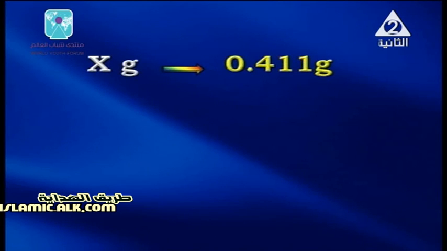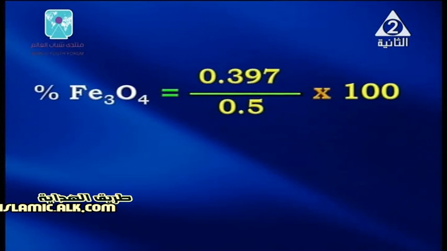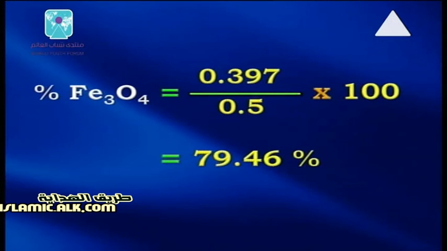So X gram here can be 0.411 gram. So X gram will be 0.411 times 464 over 480 equals 0.3973 gram. So the percentage of magnetic iron oxide will be 0.397 gram over the mass of the ore, 0.5, times 100, it will be 79.46%.